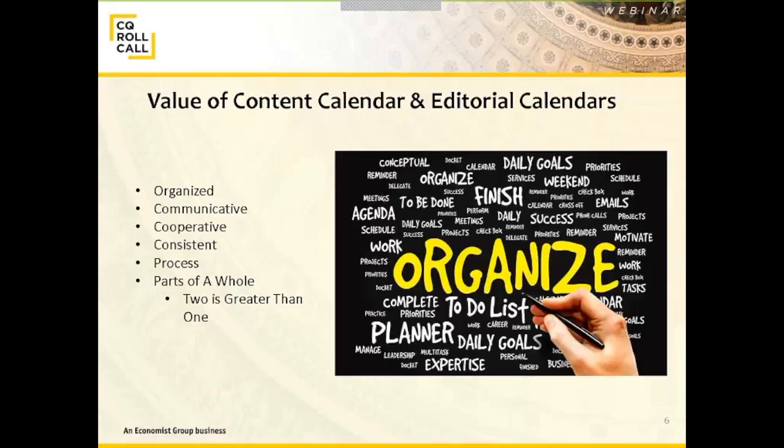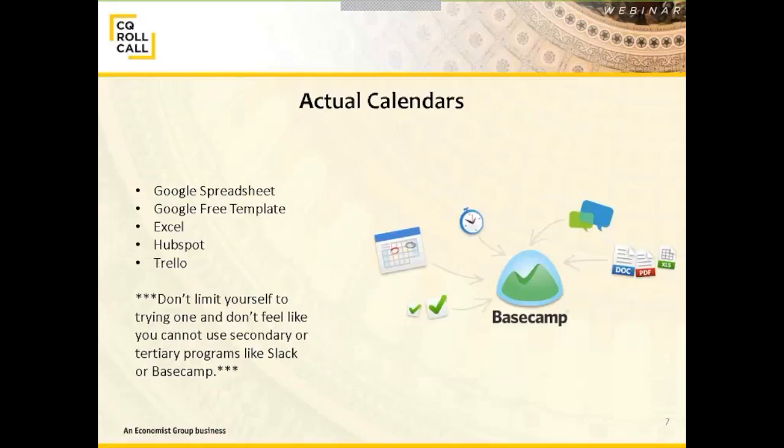It also establishes a process of how things are going to operate, and I think that's critical especially in your larger organizations, your nonprofits and trade associations that are over 100 employees and include multiple departments. Two is greater than one, as I mentioned. It's a part of a whole, so you'll have your content calendar. It might be for you as an individual employee. You might bring that to your government relations or your grassroots department, and then you might take that content calendar with you to the larger organization.